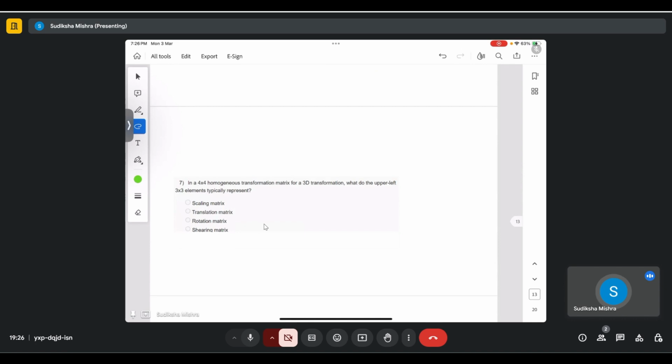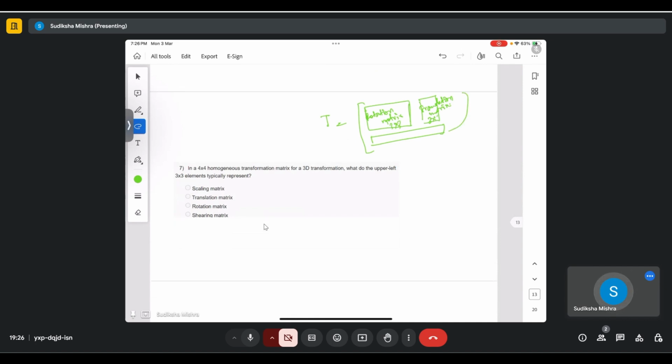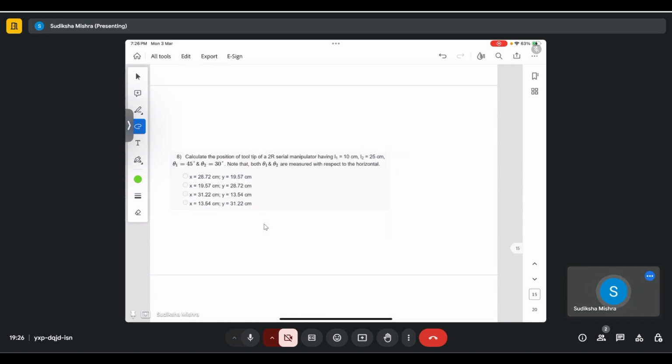In a 4x4 homogeneous transformation matrix for a 3D transformation, what do the upper left 3x3 elements typically represent? This is the T you had, and these 4 terms were there. This was the rotation matrix. This is the translation matrix. This is 3 cross 1, this is 3 cross 3. So the answer is rotation matrix.